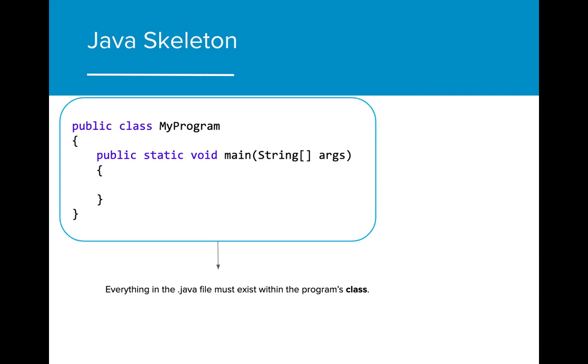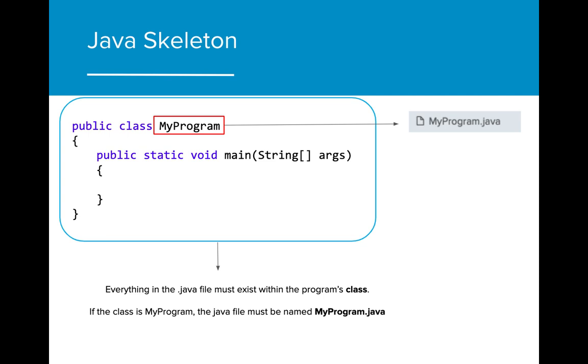But for now, all you need to know is that all of the code in a Java file must be encompassed in the program class. We wrap everything in the class program by enclosing it all in a pair of curly brackets. We also place the brackets on the line below the class so as to make the code easier to read and debug later down the road.